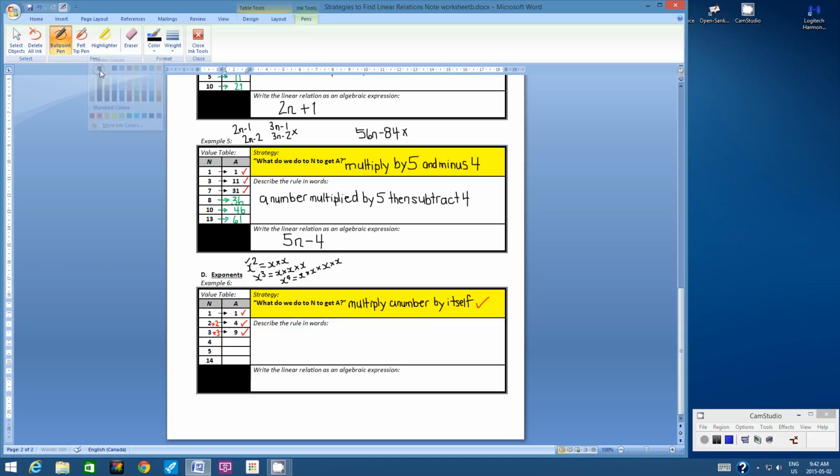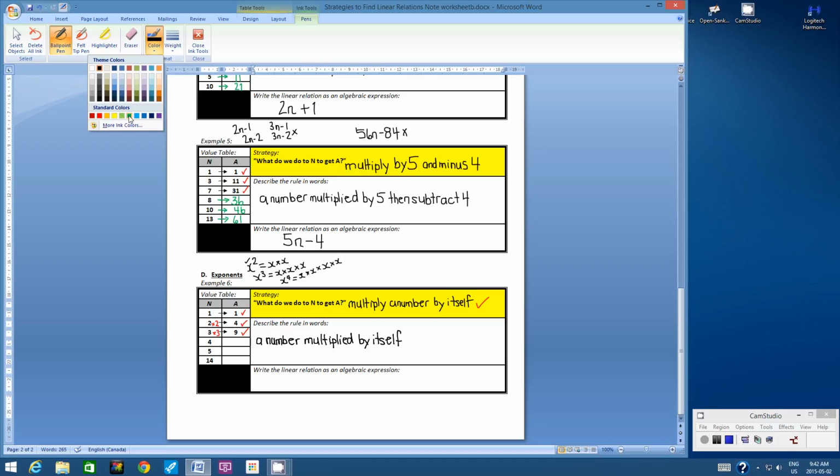Okay, so now that I've proven the strategy works, let's describe the rule in words. So a number multiplied by itself. Or we could have written something like a number times a number.